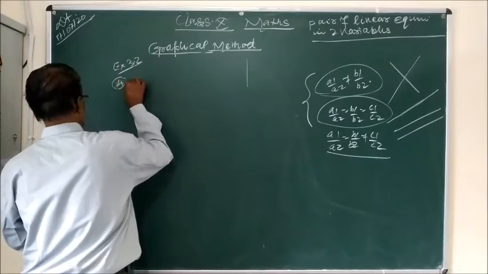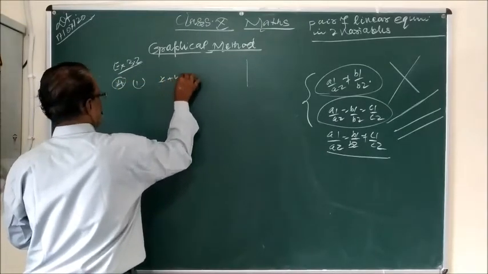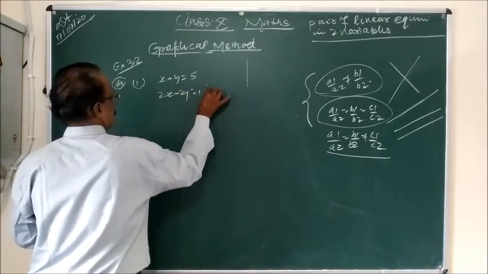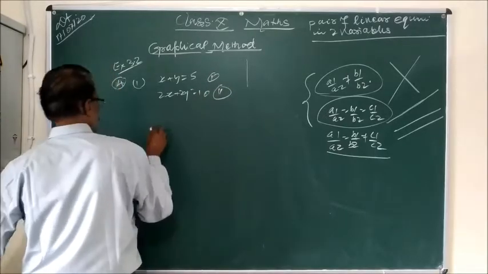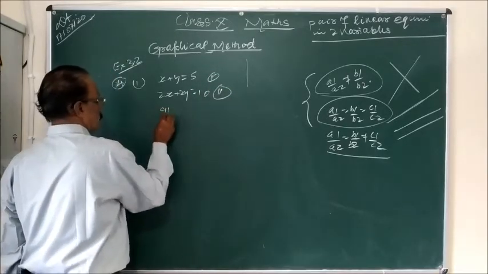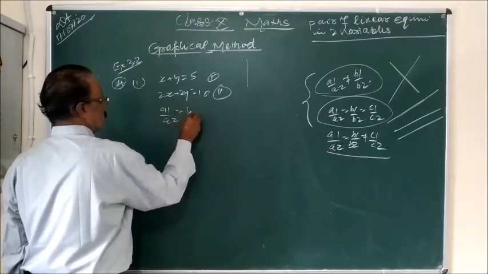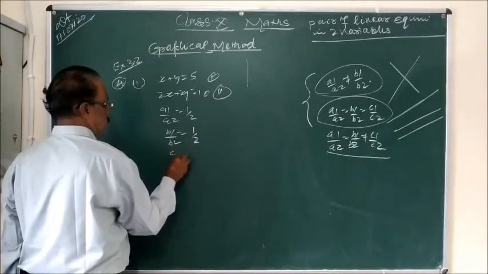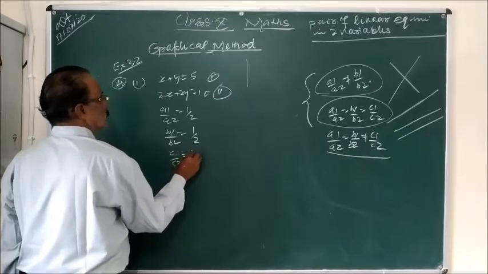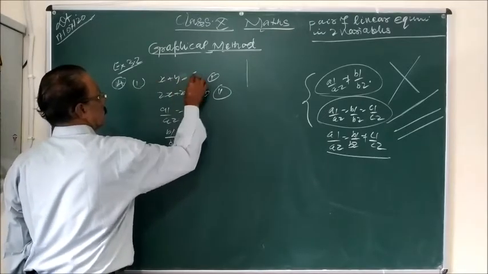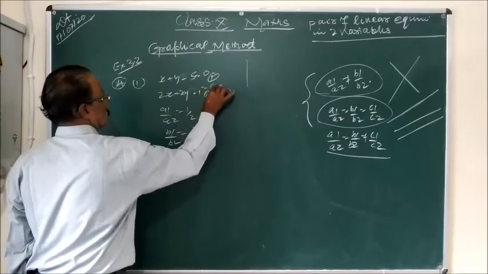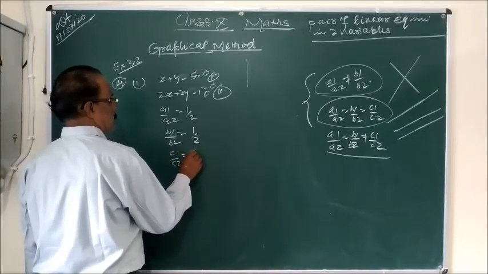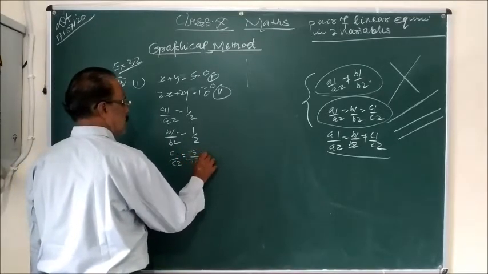Question number 4. First, x plus y is equal to 5 and 2x plus 2y is equal to 10. First and second equation. Now you can see A1 by A2, how much? A1 by A2 is equal to 1 by 2, B1 by B2 is 1 by 2, and C1 by C2. Now you transfer 5 this side, so you will write it in the general form of a pair of linear equations. C1 by C2 is minus 5 by minus 10, that is 1 by 2.